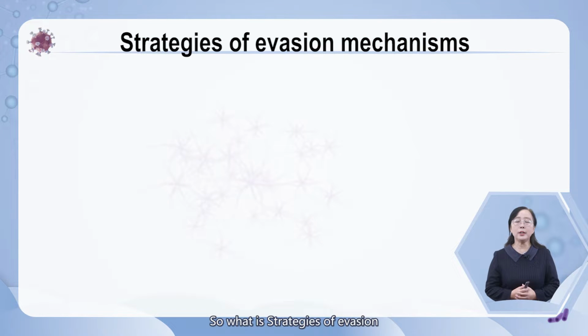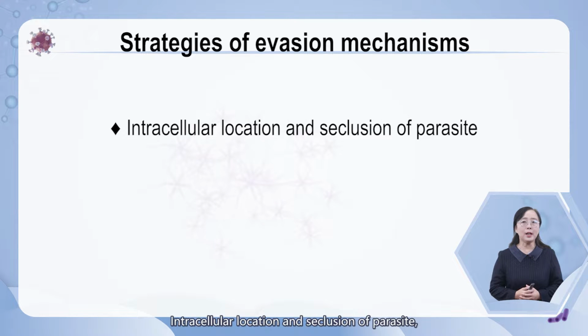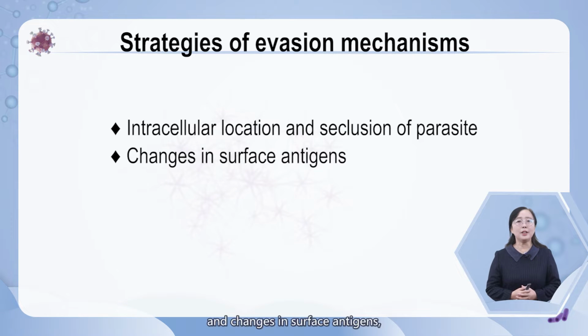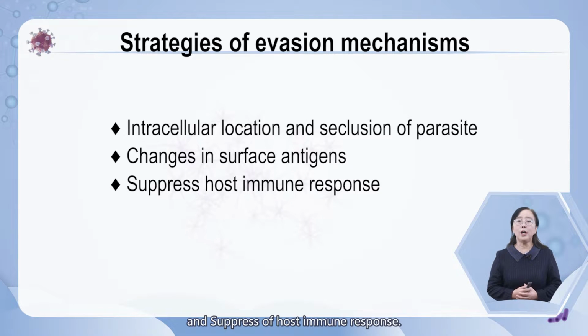So what are the strategies of the evasion mechanism induced by parasites? They include intracellular location and seclusion of parasites, and changes in surface antigens, such as antigen shedding, antigenic variation, antigenic mimicry or masking, and suppression of the host immune response.